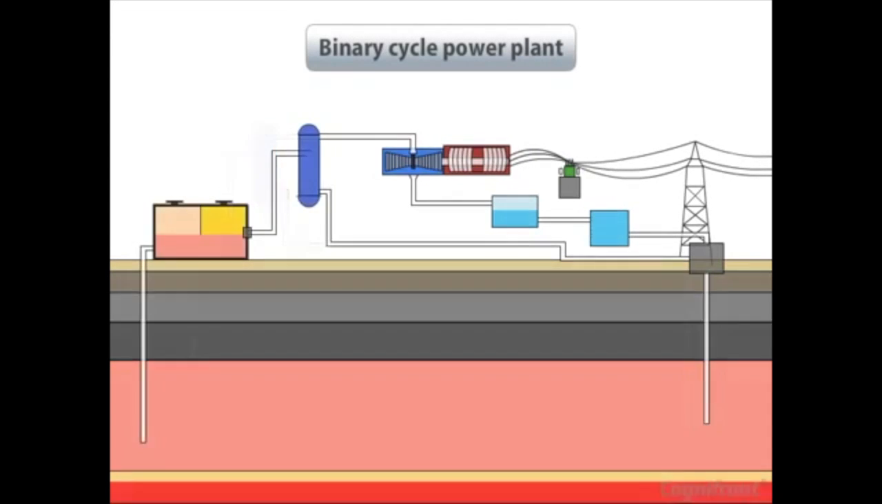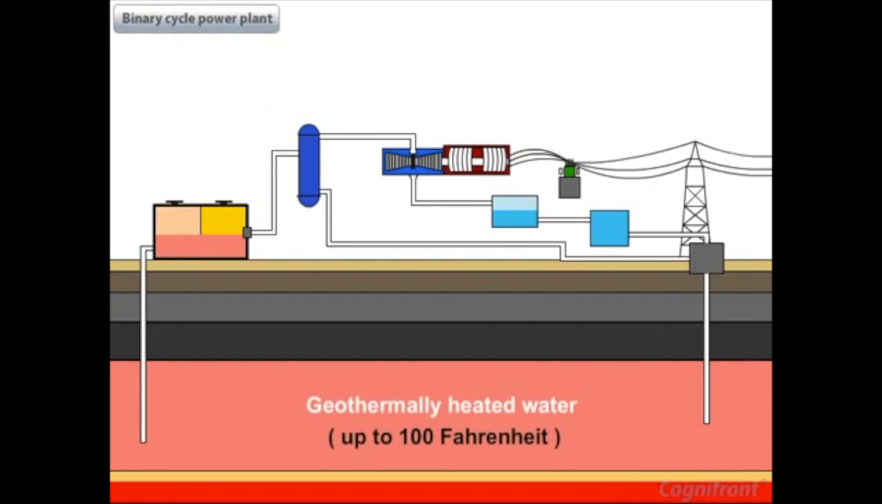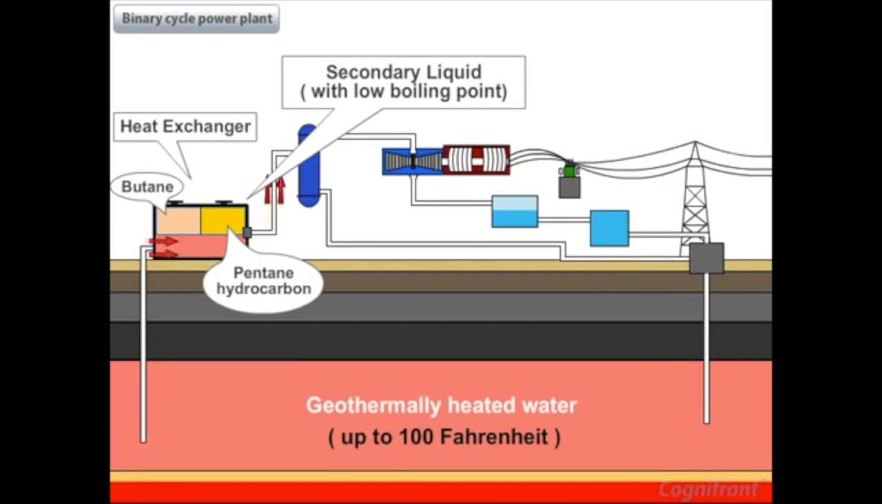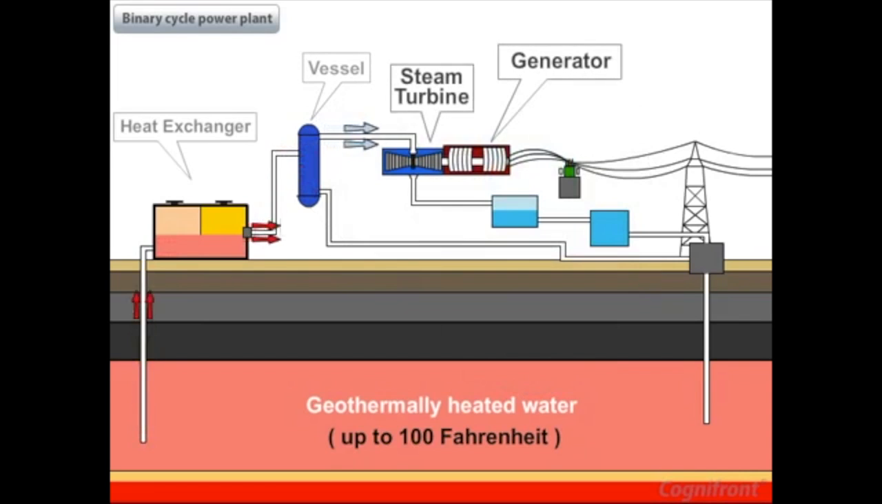There is just one more example that works differently than the 2 technologies mentioned previously. This plant is called a binary cycle. It uses 2 types of fluid. The first one is a hot fluid from underground. The second fluid is called a heat transfer fluid, which flows into a heat exchanger. The second fluid has a much lower boiling point than the first fluid, and so it flashes into a vapor at a lower temperature. When the second fluid flashes, it spins a turbine and drives a generator.